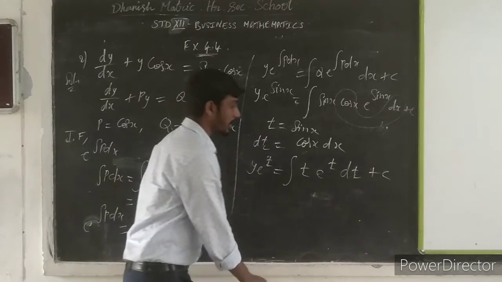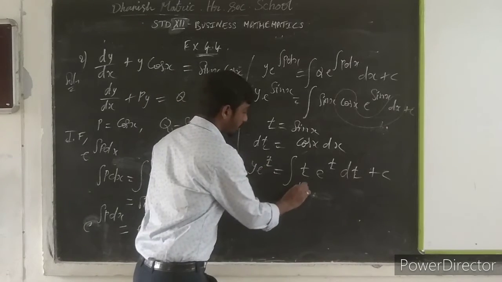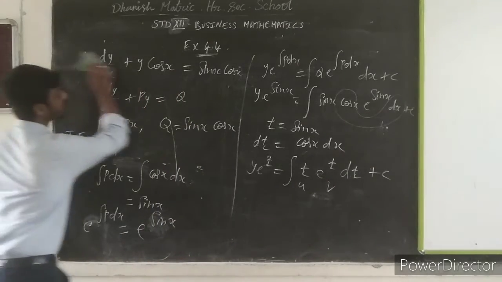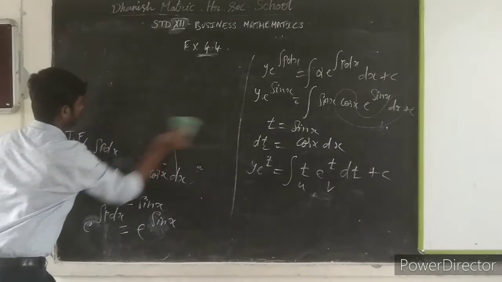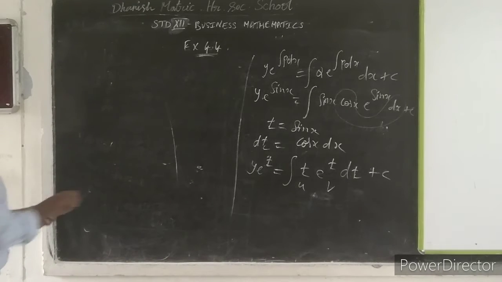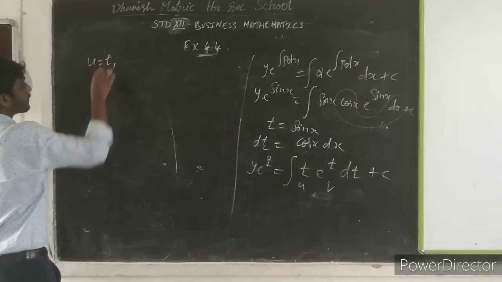Now we come to the u dv method. This one is u, this one is dv. Find u and dv, then finally substitute into the solution. What is the u value? u is equal to t.